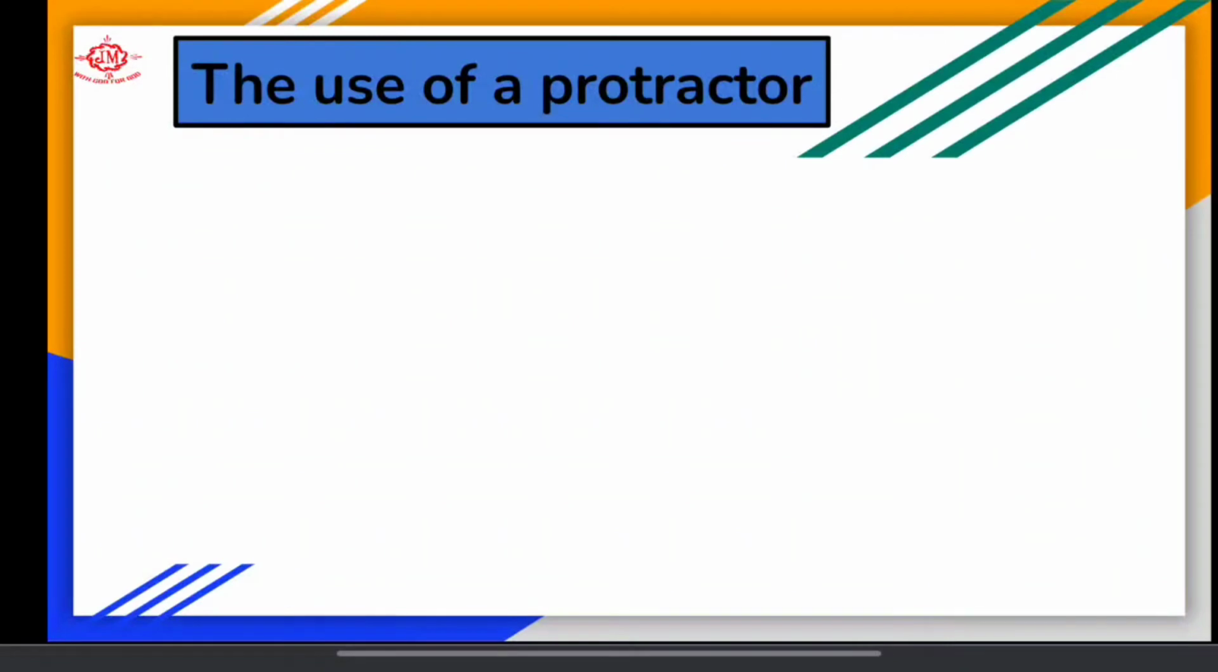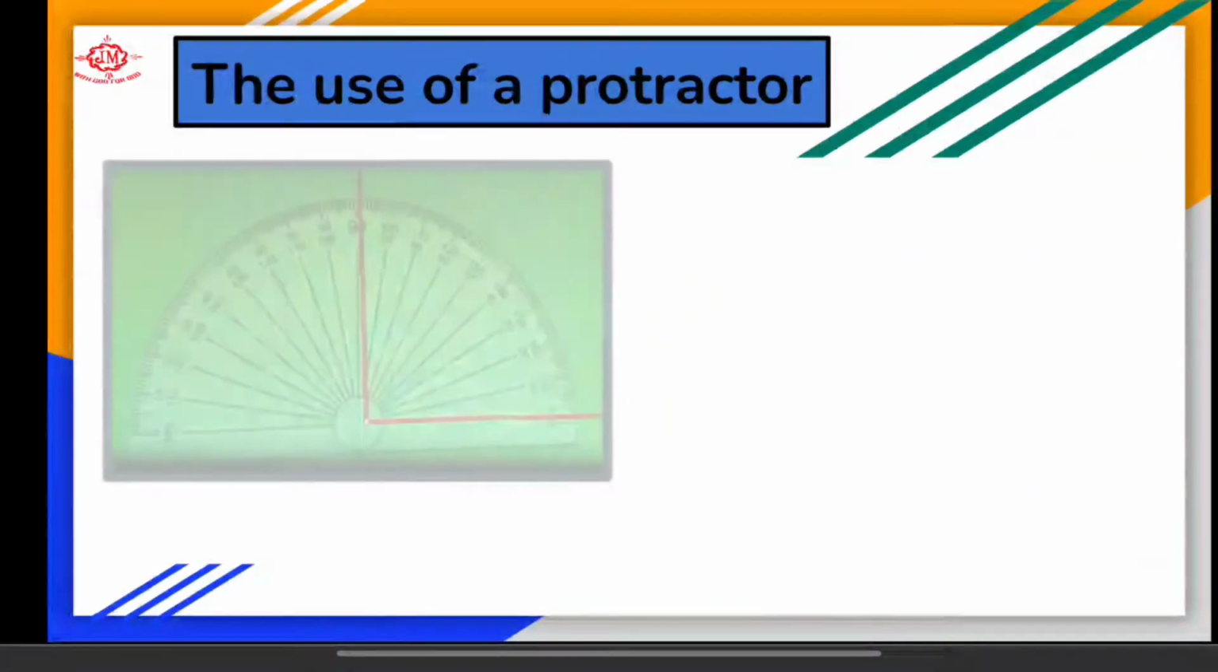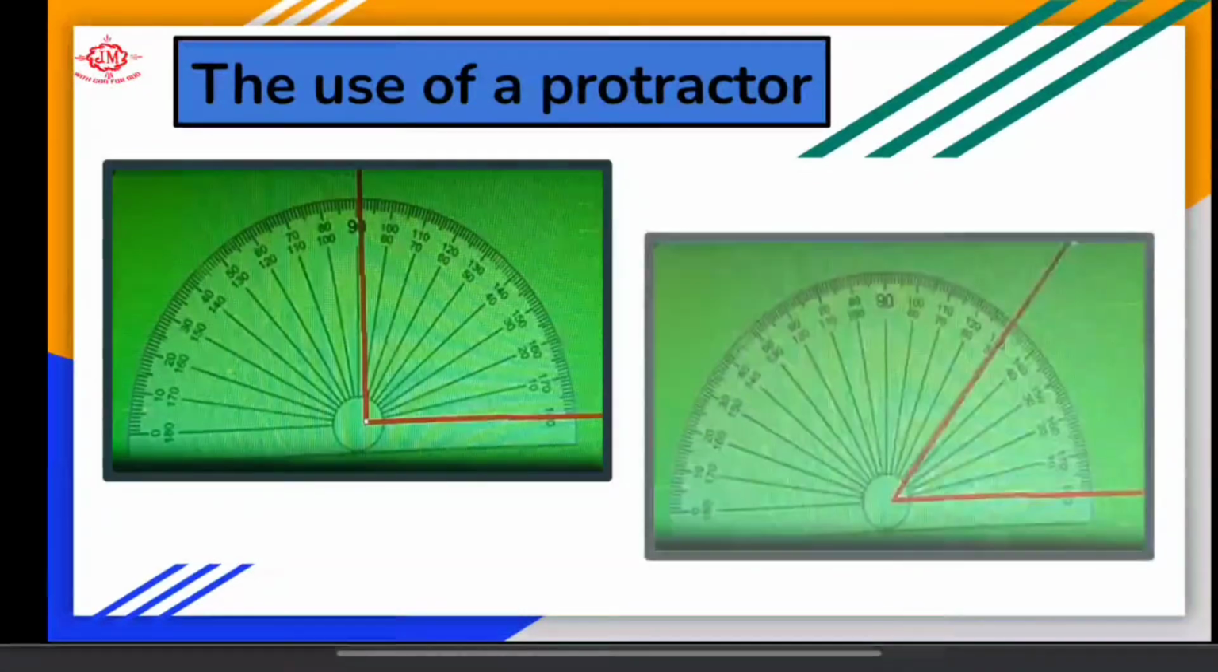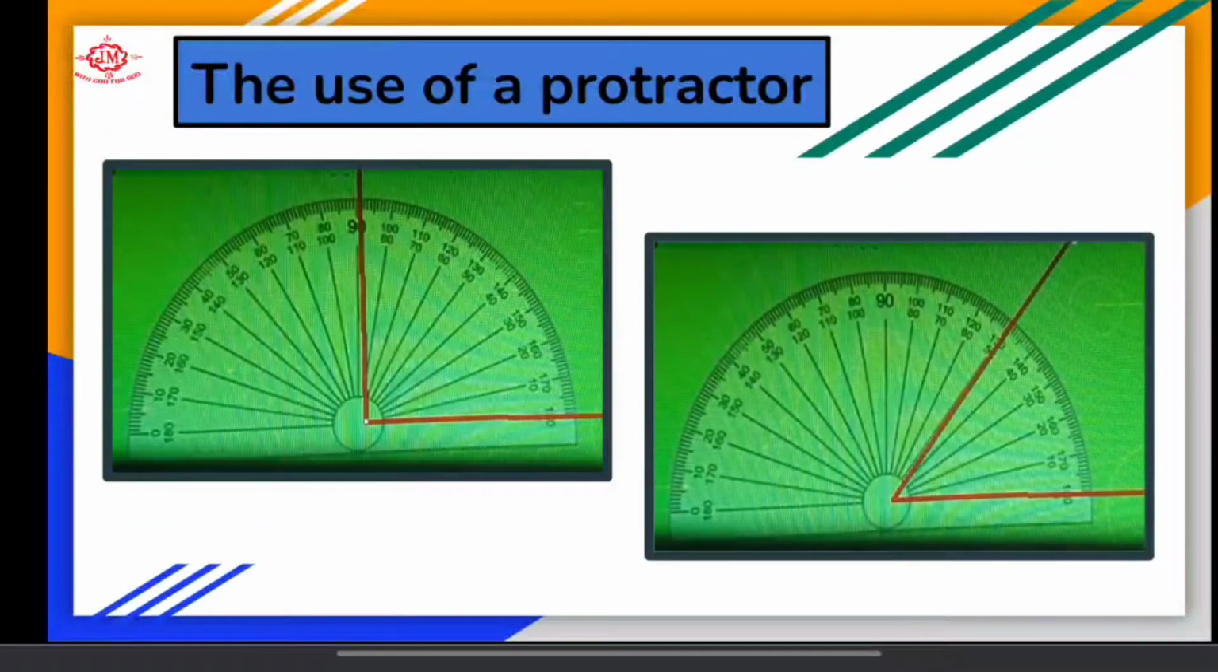Children, we will learn how a protractor is used to measure angles. This is how we get to know which type of angle it is and the exact measure of it using a protractor. We place the protractor on the angle as shown in the image. The center has to be placed on the vertex of the angle. And here we can see that the measure is exactly 90 degrees. So it is a right angle. And here we can see that the measure is 50 degrees. So we call it an acute angle.